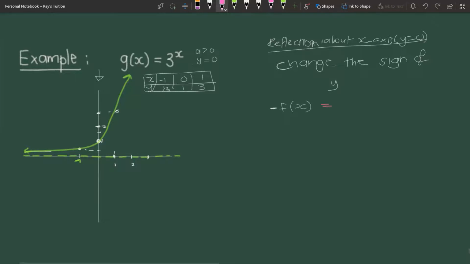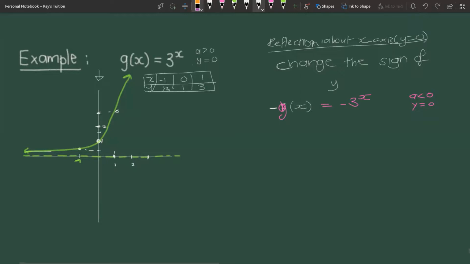Sorry, this is actually g of x. We're working with g of x because our graph in this case is g. So we're going to put a minus and then g of x, and g of x is 3 to the power of x, and that is the equation of our graph. This graph has an a value that's negative and an asymptote still at y is equal to 0. It's an exponential graph still.